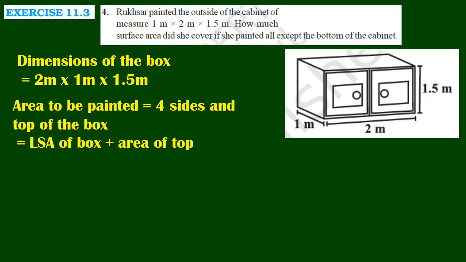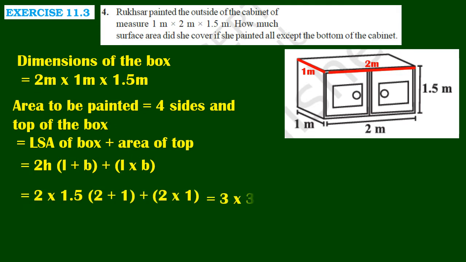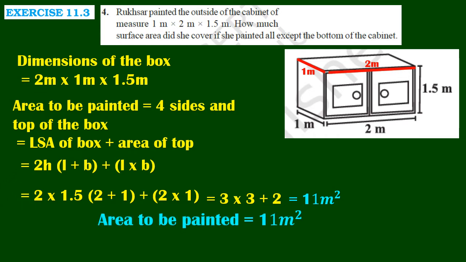So LSA of the box plus area of the top. So 2H into (L plus B) plus L into B, the top 2 into 1. So let us find it. So it is 11 meters square. So the area to be painted is 11 meters square.